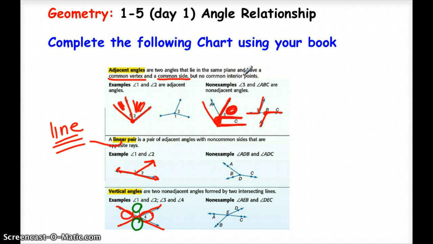When you look at the non-example, do you see that those really aren't two lines that intersect? This is a line, but this is not a line. So that's why that's a non-example. You need two lines. So those would be straight lines.